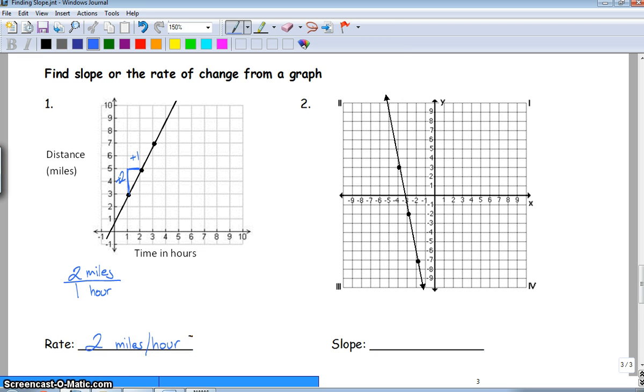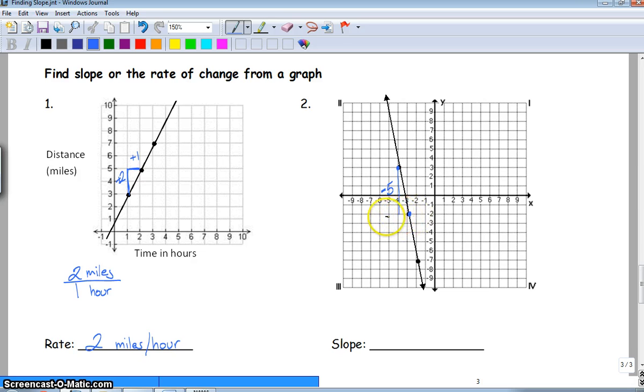Slope is essentially the same thing when we're looking at the second one. This time we just don't have to worry about units. So you're going to pick your furthest left point. So in this case, the negative 4, 3. Move so you reach your next point. So you're going to move up or down first. In this case, down 1, 2, 3, 4, 5. Down 5 gives me negative 5.